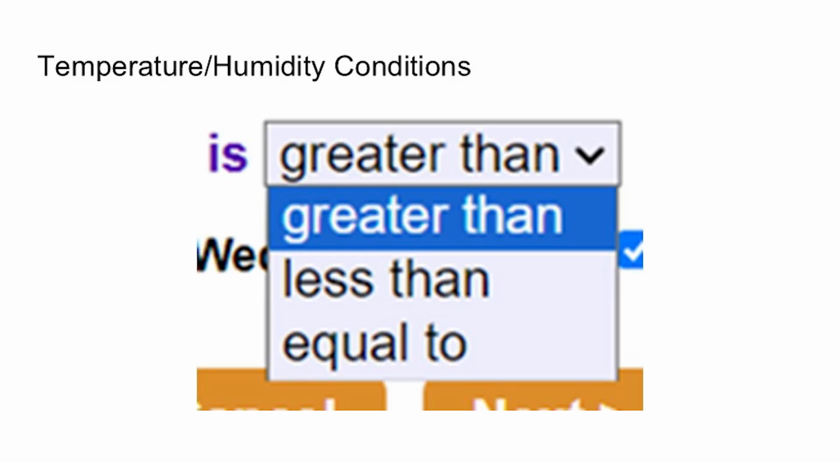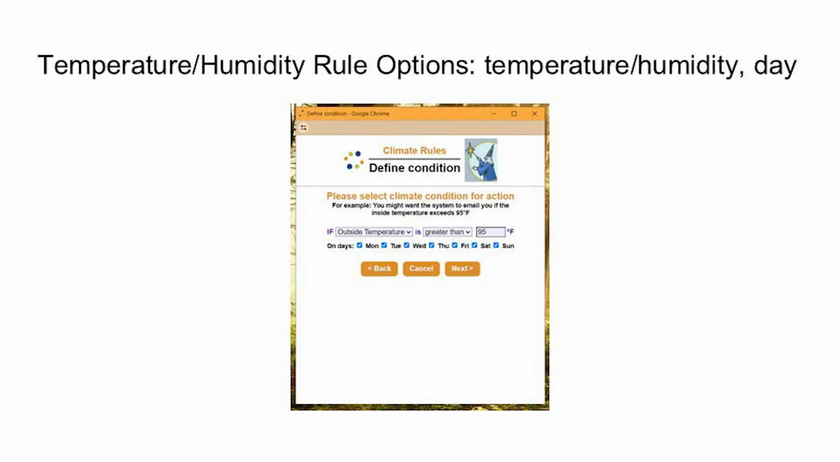So if you know the outdoor temperature, the outdoor humidity, or the indoor temperature, you can set conditions related to greater than, less than, or equal to. And what you can have are specific temperature values or specific humidity values, and then on what days you would like to check those.